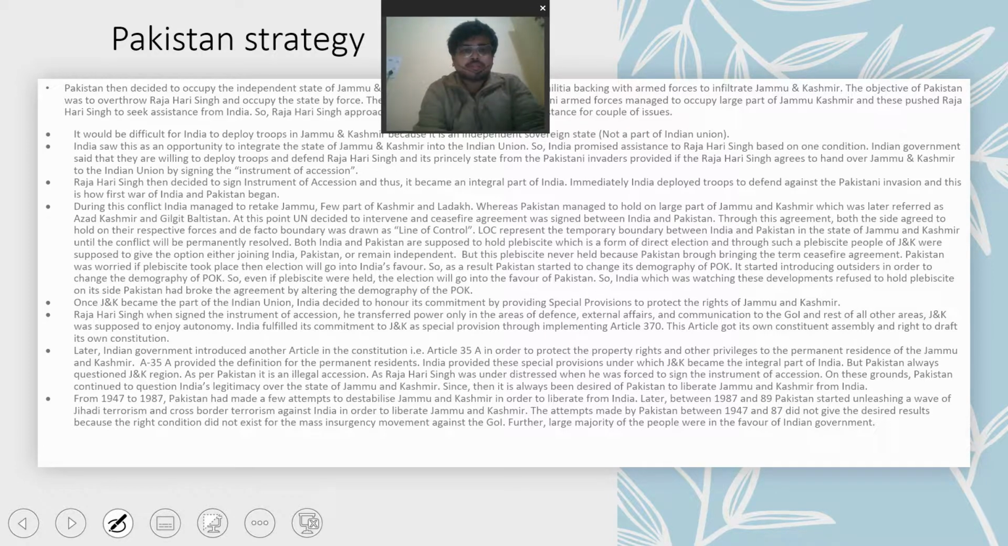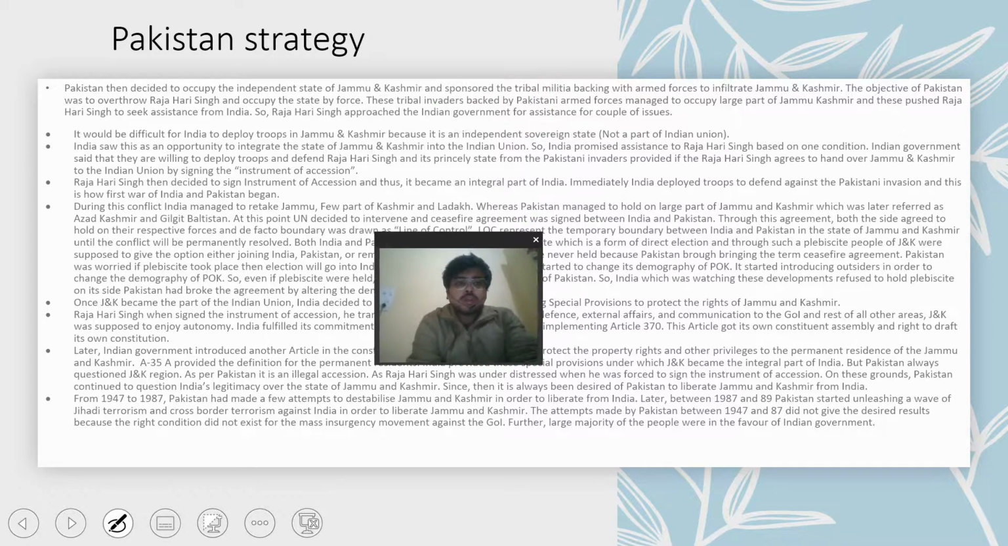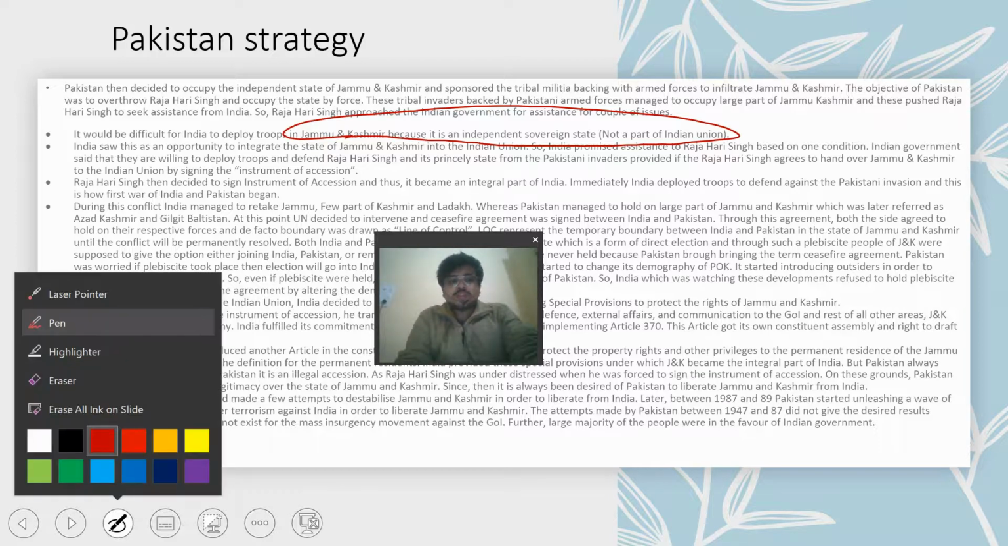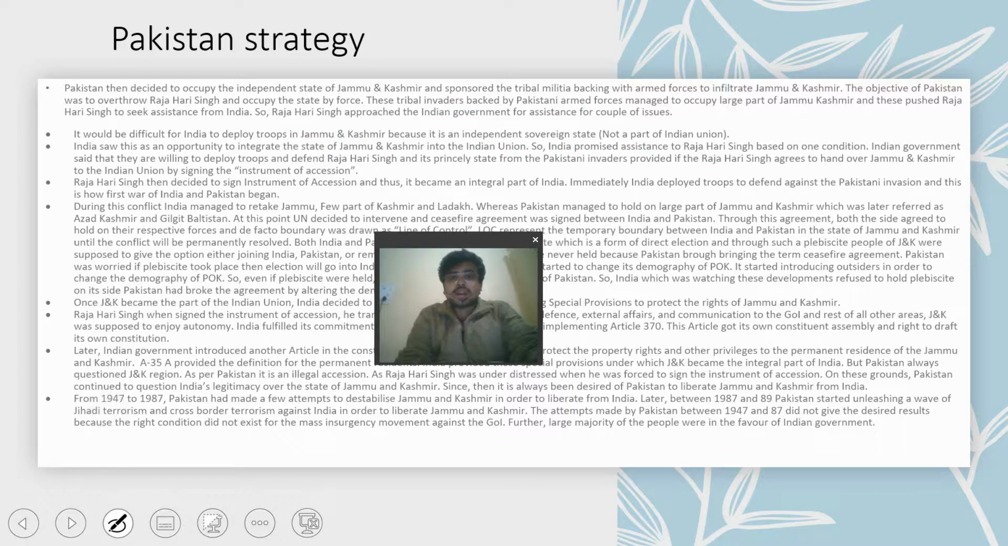Okay, so now what did India say? For India it would be difficult to deploy its troops in the Jammu and Kashmir region because it is an independent sovereign state. Let us suppose India sent its troops into the region. How would India give reasons for why it is going there, when it is not a part of India? So it was difficult for India to enter a region which is independent and sovereign, not a part of the Indian Union.